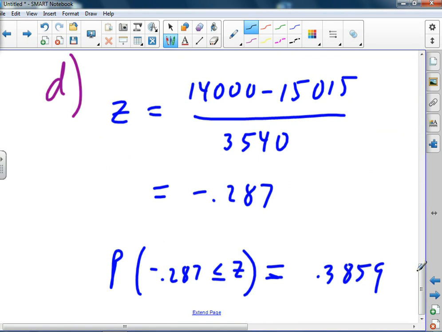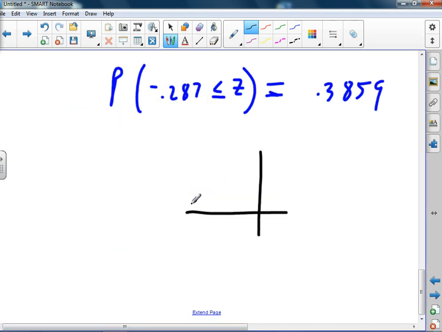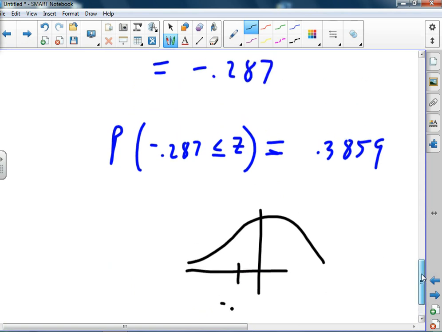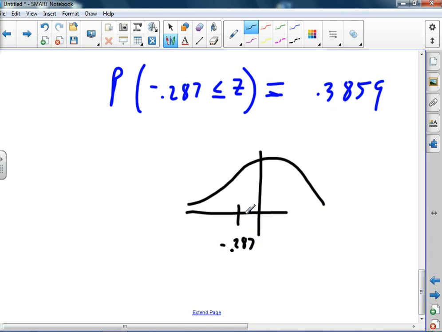But I like this. So that 0.3859, that's going to be a shaded area. Yes, exactly. It wants to know the probability that the debt is no more than that. So I've got some normal curve. There's my minus 0.287, and I want that shaded area, which is exactly what the chart gives me.